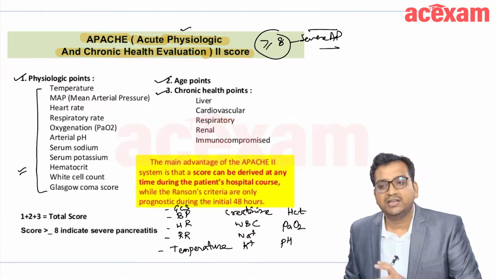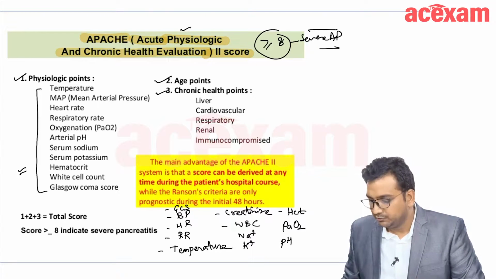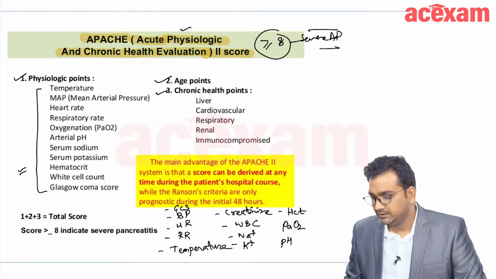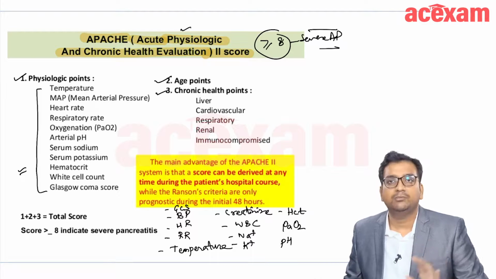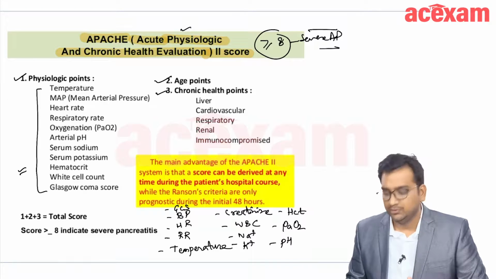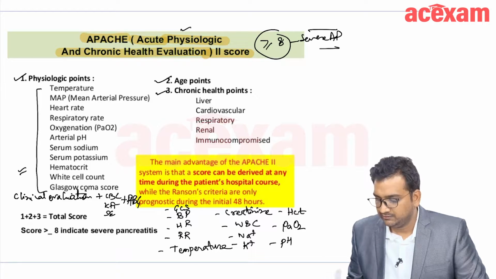Then we get the blood investigations done. In the blood investigation, we see the hematocrit, creatinine levels, WBC levels, and sodium and potassium levels, that is CBC and KFT, which also includes serum electrolytes. Then we get the ABG done, where we see pH and PaO2. So this is basically clinical evaluation plus CBC, KFT, then ABG. That's it.